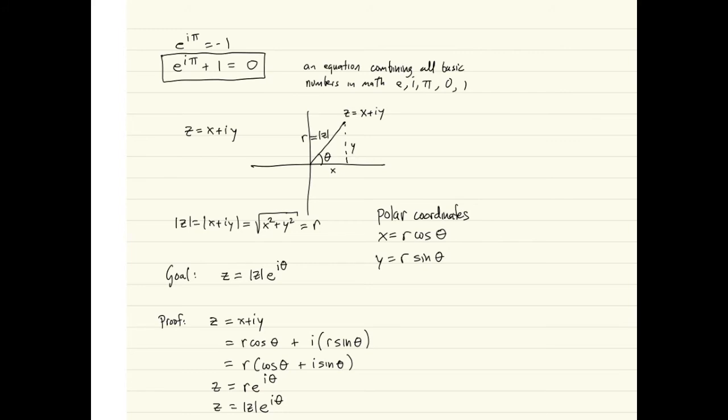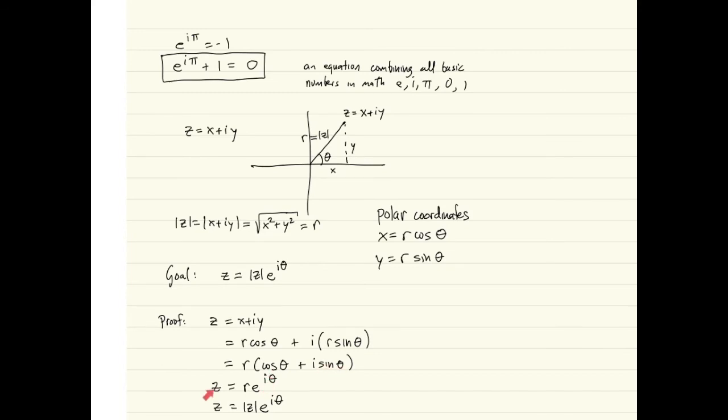Okay, so why is this the case? Well, we know that the complex number z is x plus iy. It's got a real part and an imaginary part. And the x is equal to r cosine theta. So now we're switching from the x and y coordinates to the r and theta coordinates of polar coordinates. Similarly, the y is r sine theta. Let's factor out the r here and the r here to get this. And then we know from the Euler formula that we just proved that e to the i theta is cosine theta plus i sine theta.